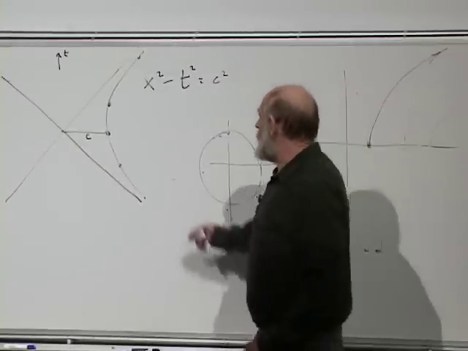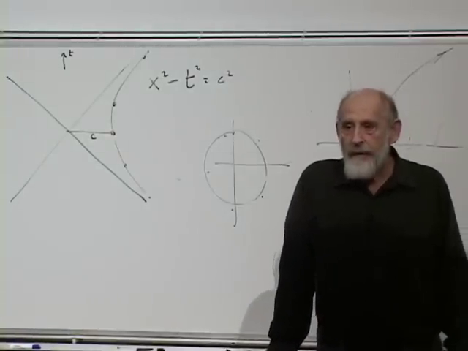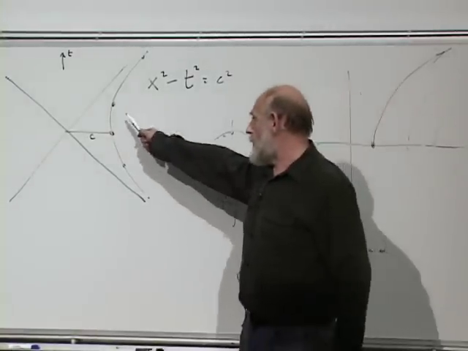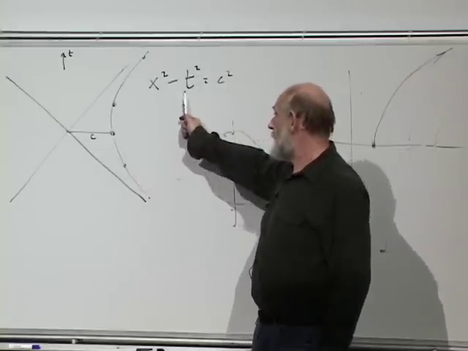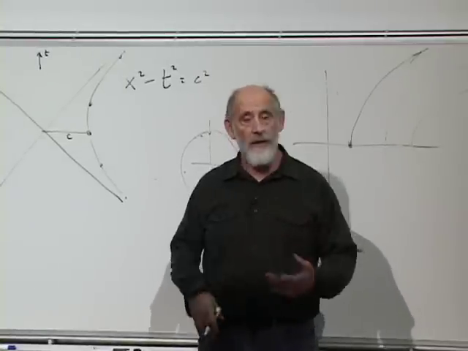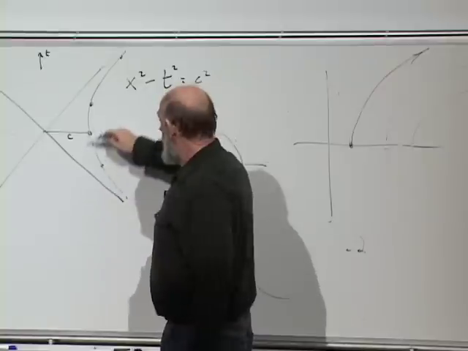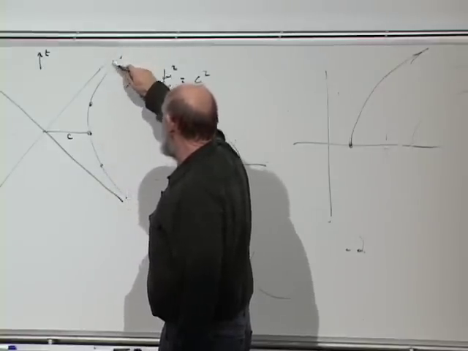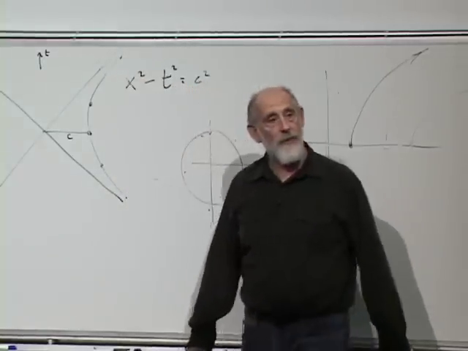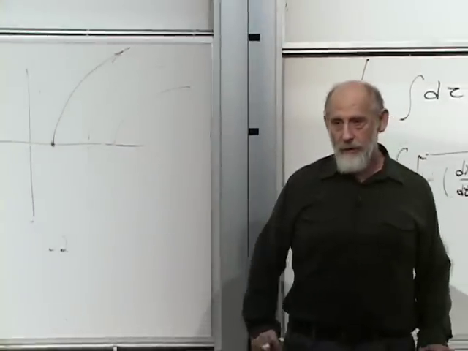Now, does it ever exceed the speed of light? What are the asymptotes of this hyperbola? It's asymptotic. Its asymptotes are simply the light cones. It never gets up to the light cone. It never exceeds the speed of light. It just asymptotically gets closer and closer to the speed of light.